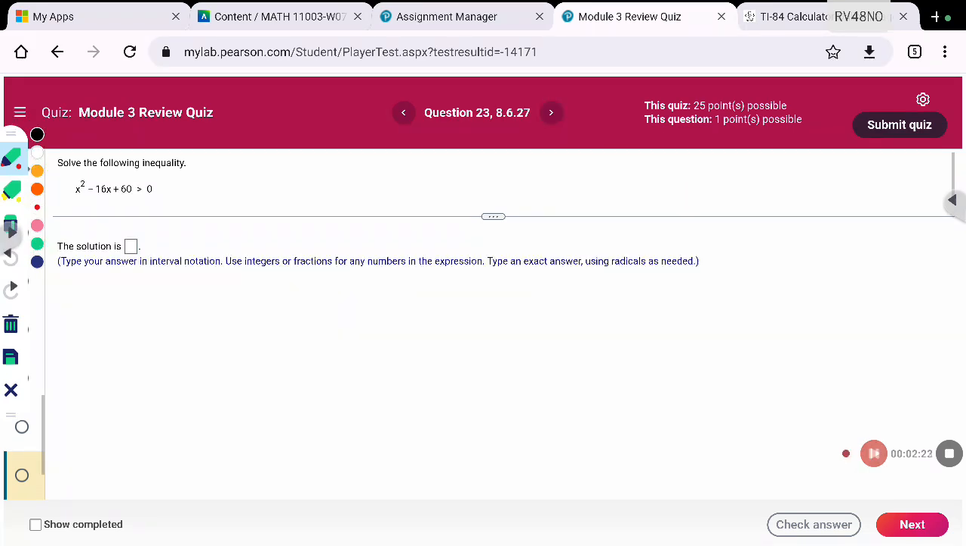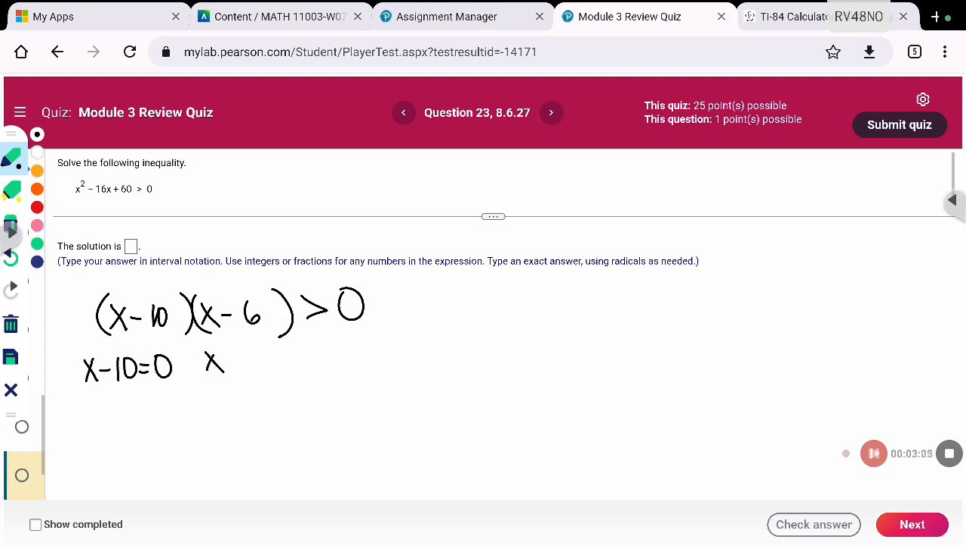All right, this is asking me the same kind of question, but it's not in its factored form yet. So I am going to factor this x squared minus 16x plus 60 and see where that is greater than 0 this time. x and x for x squared. Now I have to multiply to equal positive 60. At the same time, I have to add to negative 16, which is going to be a negative 10 and a negative 6. These are going to give me the x-intercepts.